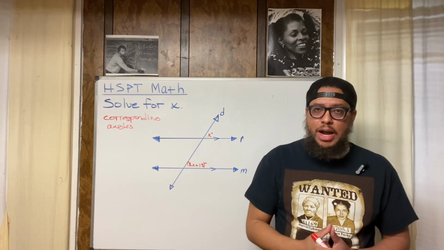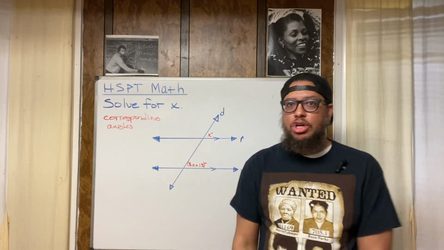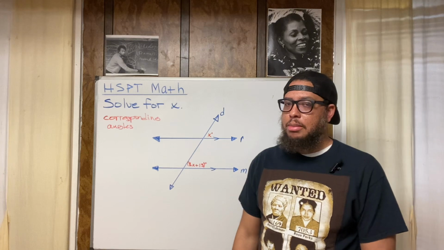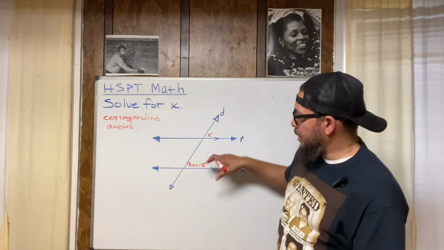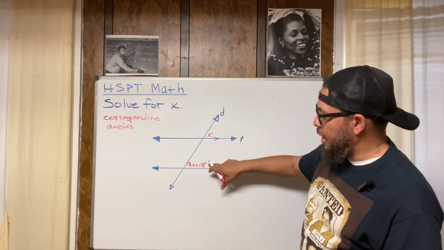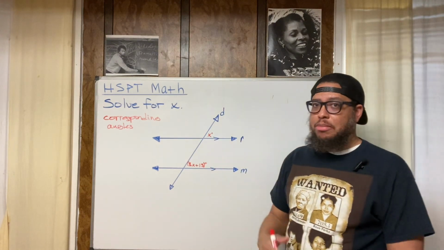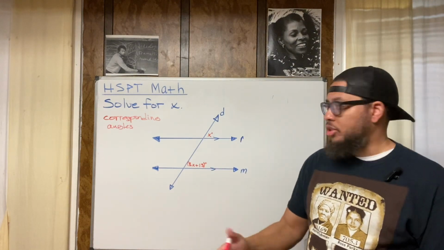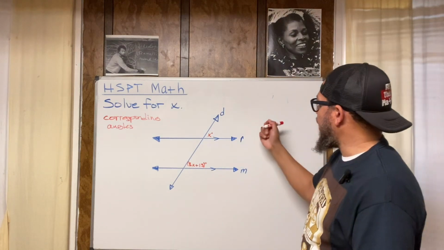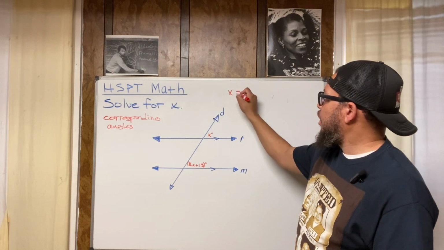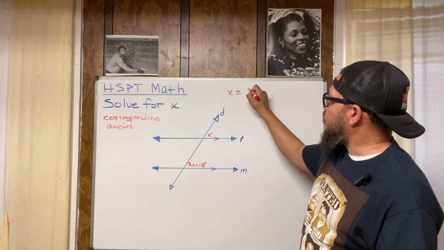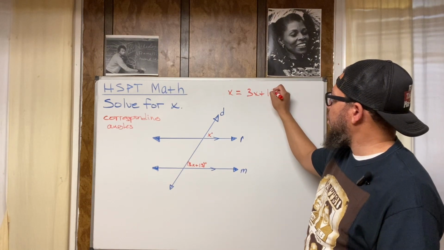Now, once you know that, then you think about, well, what's the relationship between corresponding angles? This is something for you to memorize. Corresponding angles are congruent, meaning their measurements are the same. That means that this angle is equal to this angle. Now, with that information, I can create an equation and then solve for x. So I could say that x is equal to 3x plus 15.